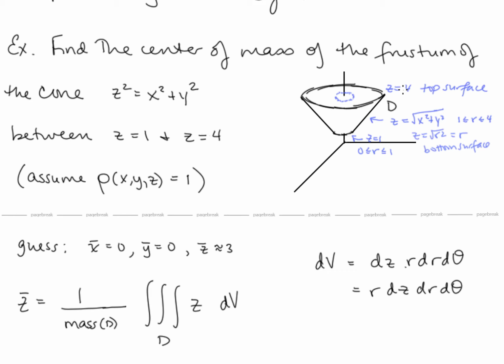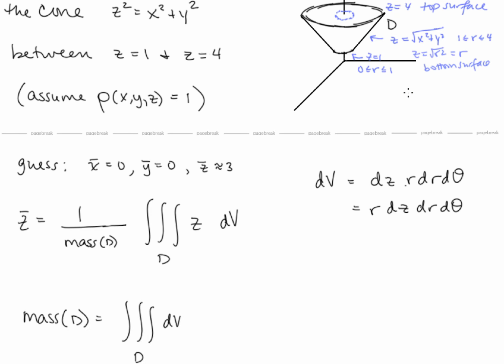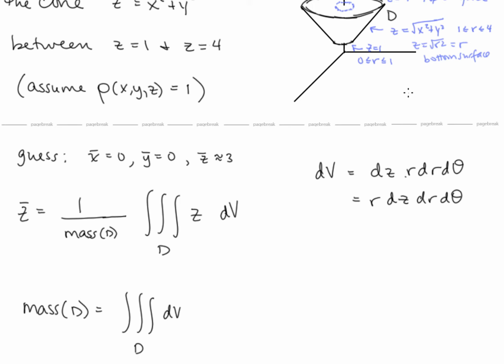So let's take a look at what our integral is going to look like for mass in cylindrical coordinates. And keep in mind that this dV we know is going to be dz for our first variable, and then r dr d theta. So we bring the r out front, and this dV gets replaced by r dz dr d theta.